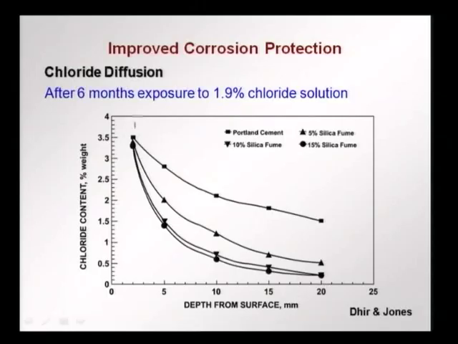At the surface, all concretes have the same concentration of chlorides, but as we go in, say about 20 millimeters within the surface, a concrete without silica fume has about 1.5% chloride content, whereas something with 10-15% silica fume has much less chloride content. So that means the chlorides take much longer, they cannot penetrate very deep into the concrete and get to the steel.